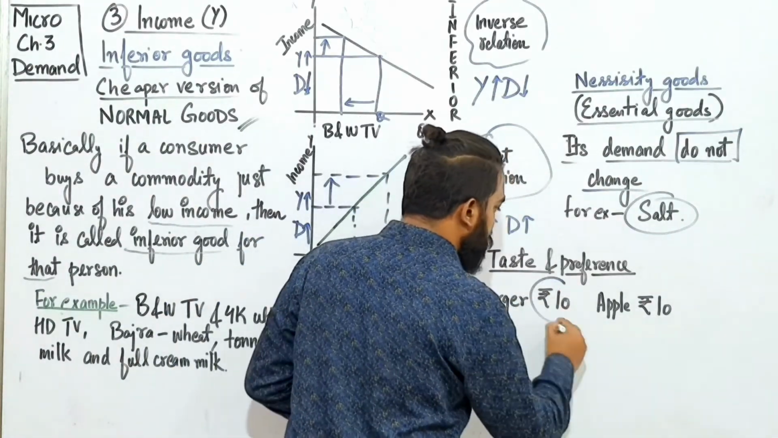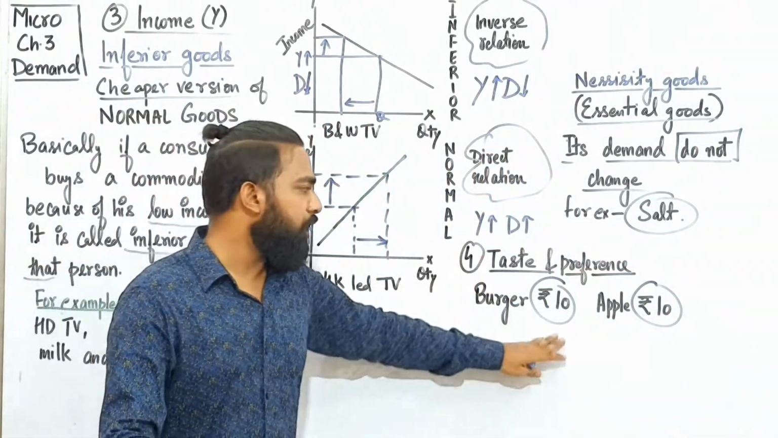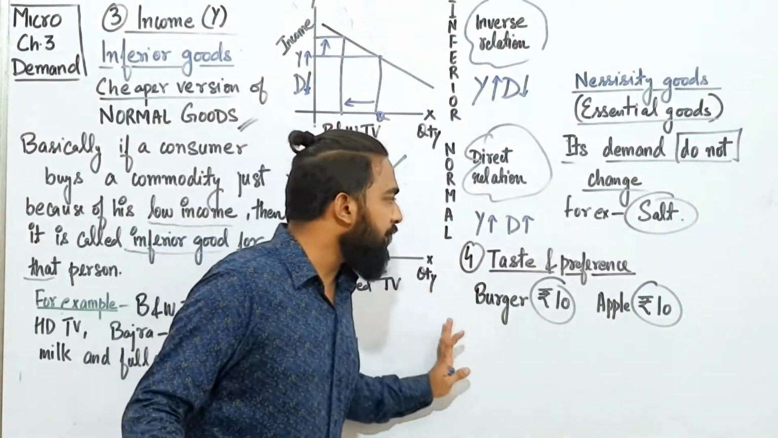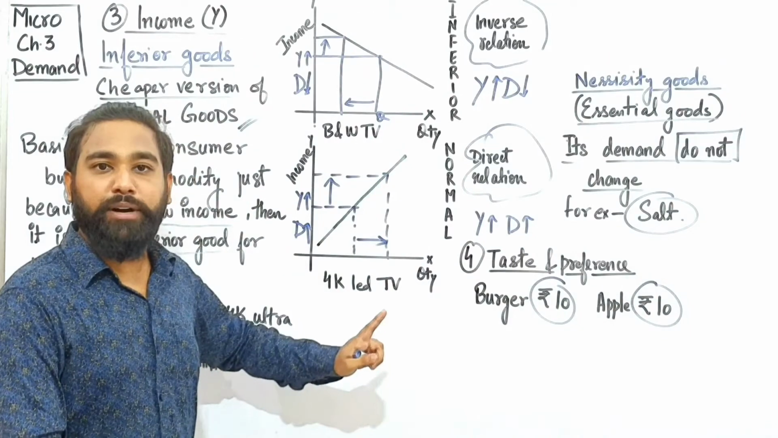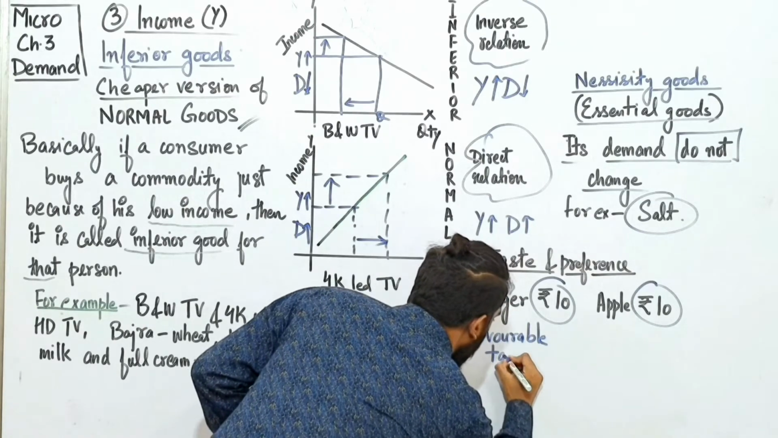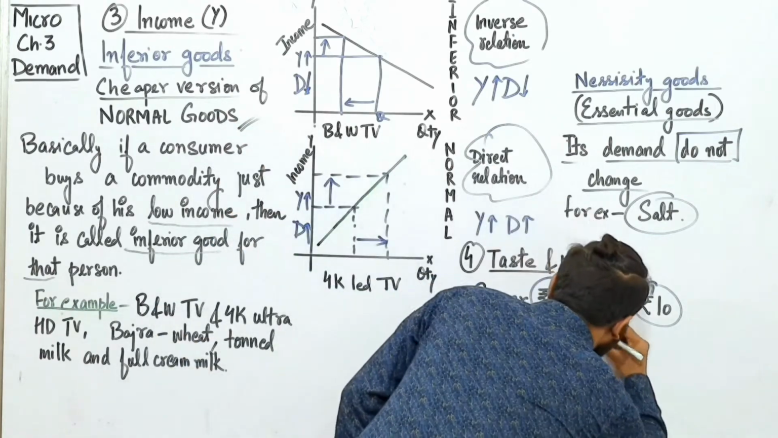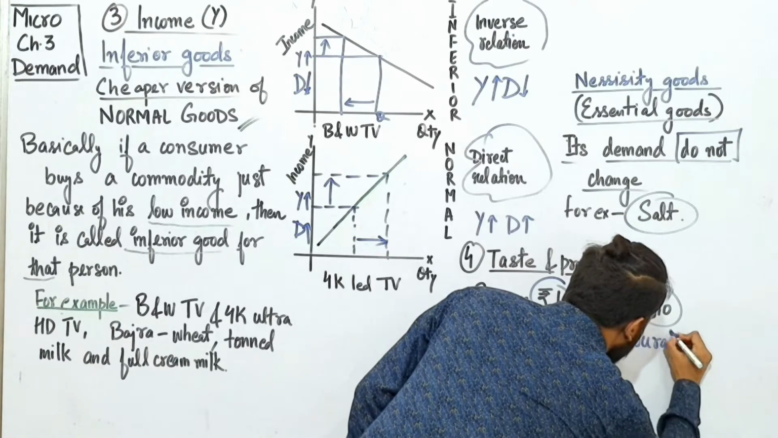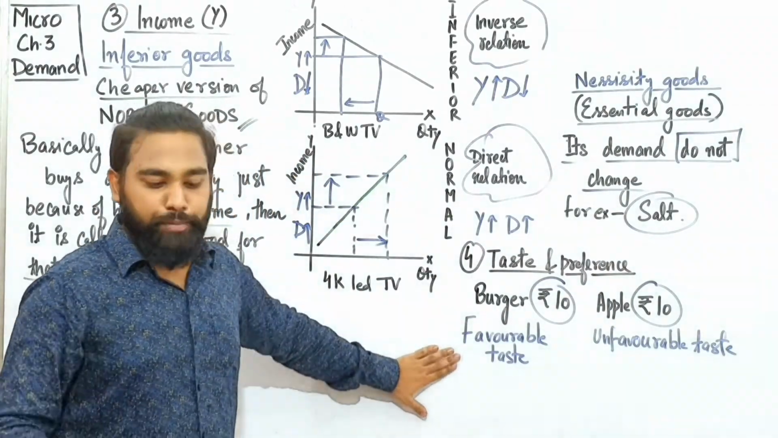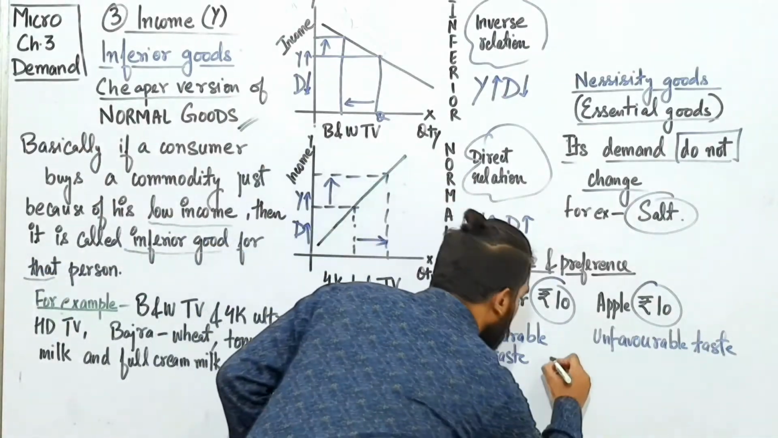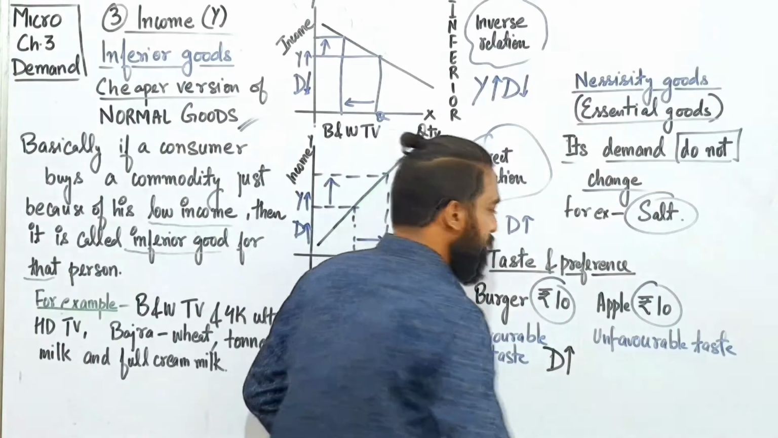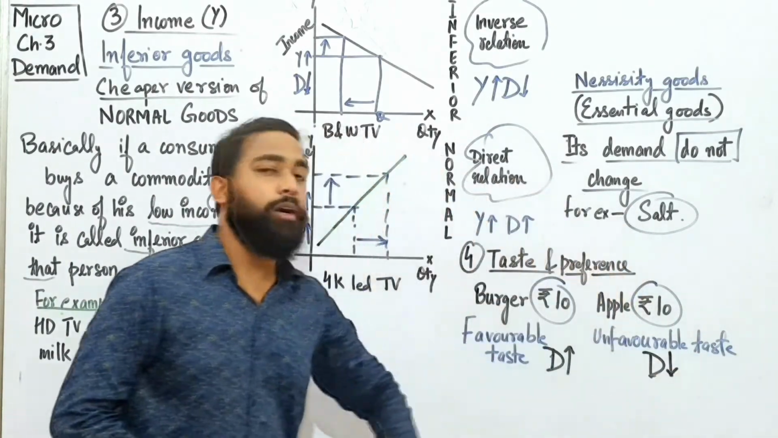Now suppose the prices of both the things, burger and apple, are the same. Both are rupees 10. Then in that case, whatever you are going to purchase will affect the demand of the other. Suppose you like burger, so the taste of burger will be favorable for you, and the taste of apple will be unfavorable. Understood? Now, if the taste of burger is favorable, then obviously for rupees 10 you are going to buy it, and thus you are increasing its demand. And the unfavorable taste, you are not going to buy it, and thus you are going to decrease its demand.